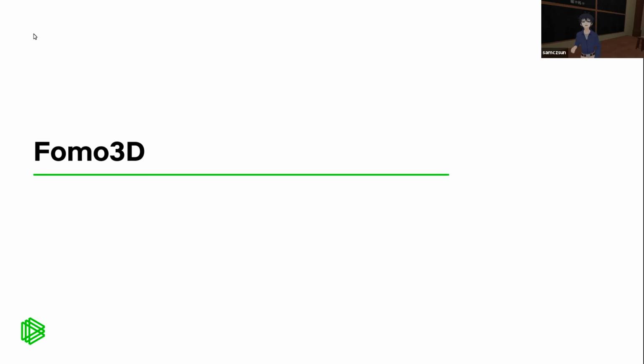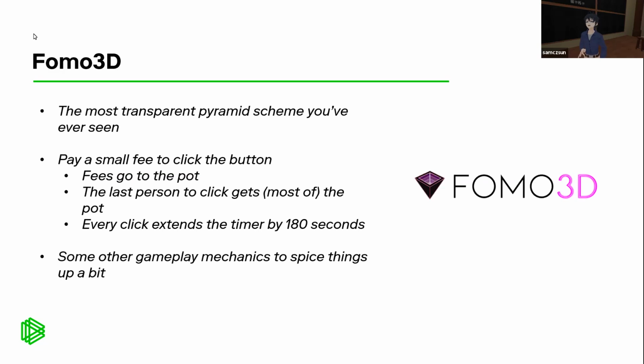Okay, moving on to a really fun one. This is a project called FOMO 3D, and it's possibly the most transparent pyramid scheme you've ever heard of. The way it worked was very simple. You pay a small fee to click a button. Every time anyone clicks a button, an extra 180 seconds was added onto the timer. The timer starts at 24 hours, and when the timer hits 0, whoever was the last person gets basically all of the fees that everyone else paid to click the button. There are some other gameplay mechanics to spice things up, but that's about the core of it.